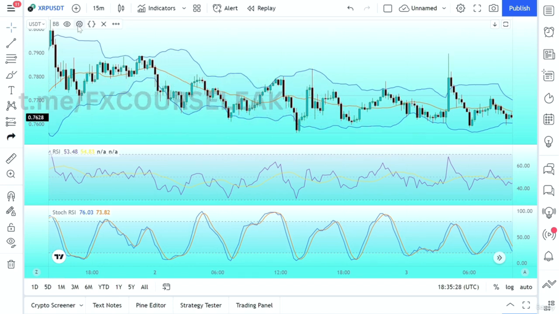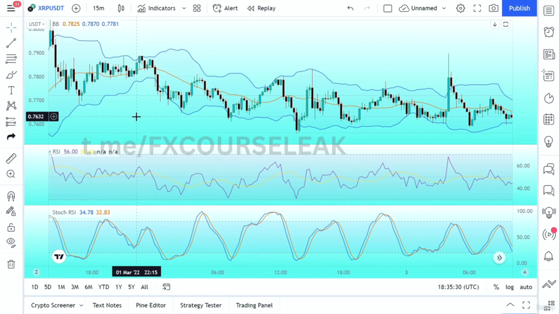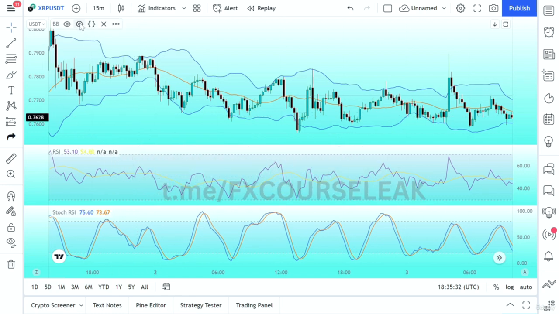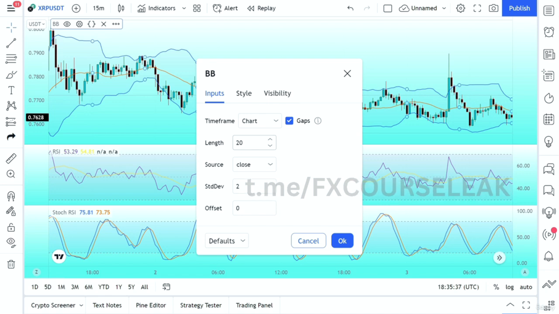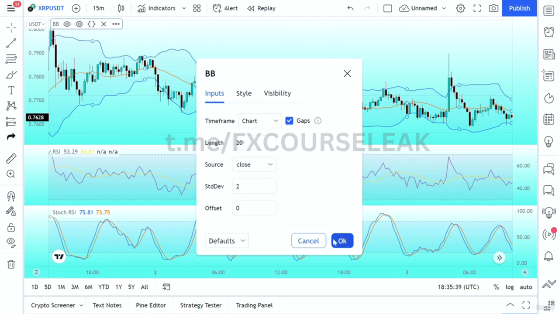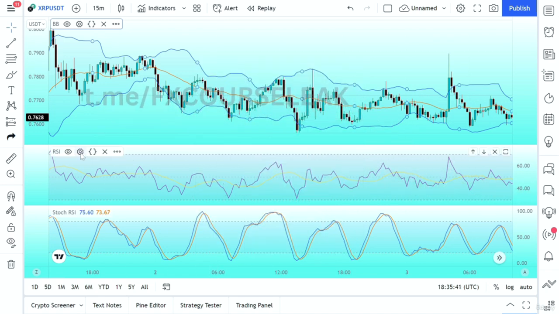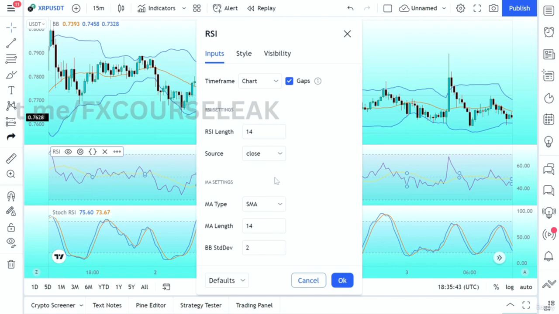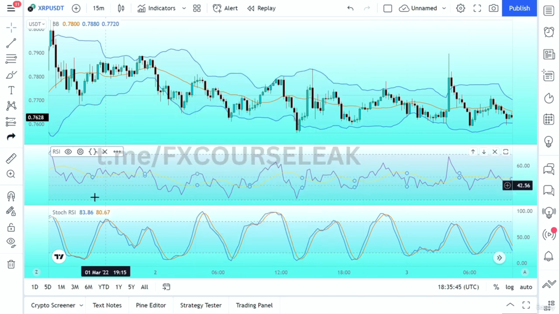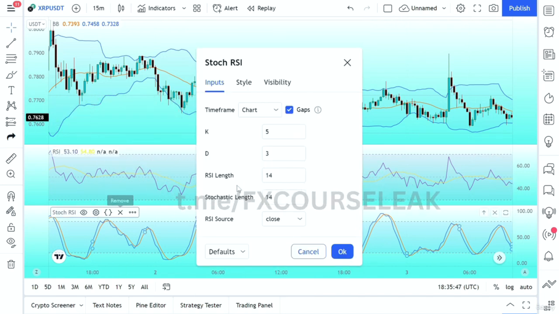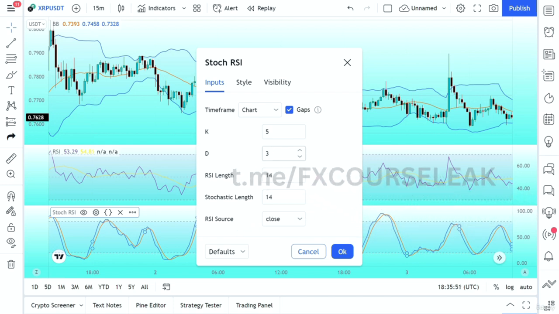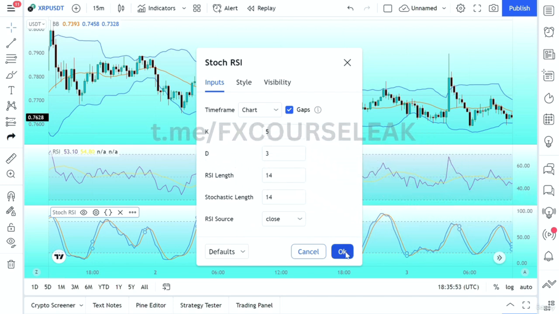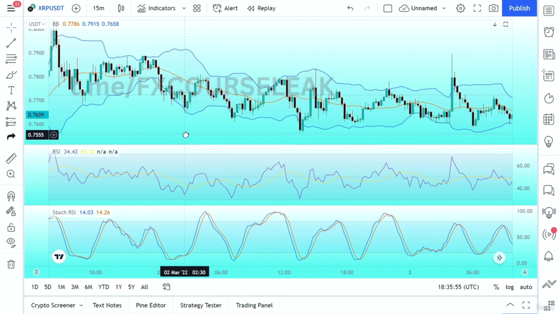These are the four rules on the basis of which we will enter into the coin. Before proceeding, I want to give you an idea of the settings for these indicators. These are the settings for the Bollinger Band indicator. For simple RSI, the length will be 14, and in the case of stochastic RSI, the value for K will be 5 and for D it will be 3.